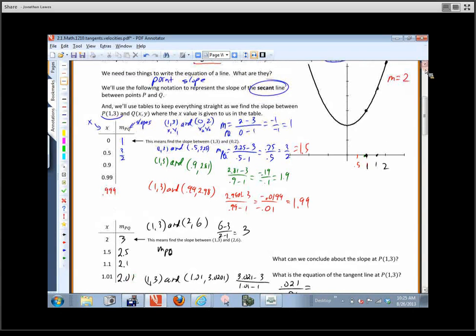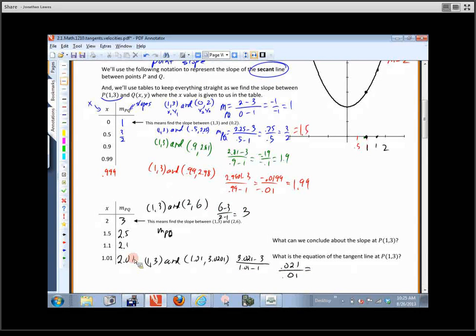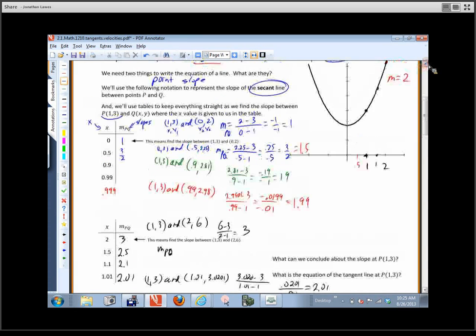What's that? Oh, you're right, it is. Oh, did I write something? Let me see. Yeah, here we go. This should be a 0.1, which makes this 2.01. Catch the mistake there? Okay, everybody good? Okay, let's come back up to the picture here and take a look.